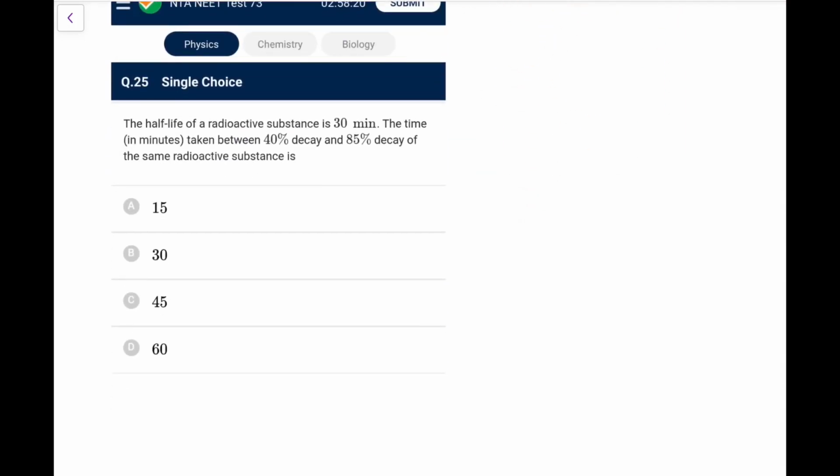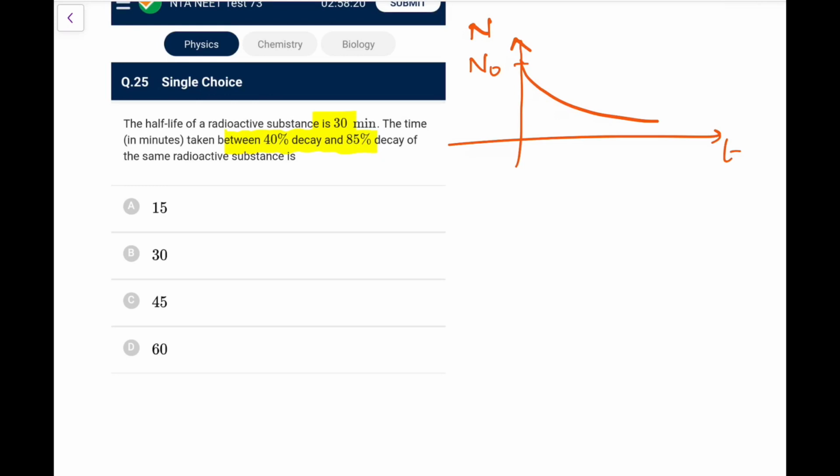Next one. The half-life of a radioactive substance is 30 minutes. Find the time it takes between 40% decay and 85% decay, so you should be very careful about it. If I draw the number of nuclei remaining with t, 40% decay means 60% will be remaining. So it is from 0.6 N naught, let's say this is t1, to 85% decay, that is, remaining is 0.15 N naught. So let's say it's t2.